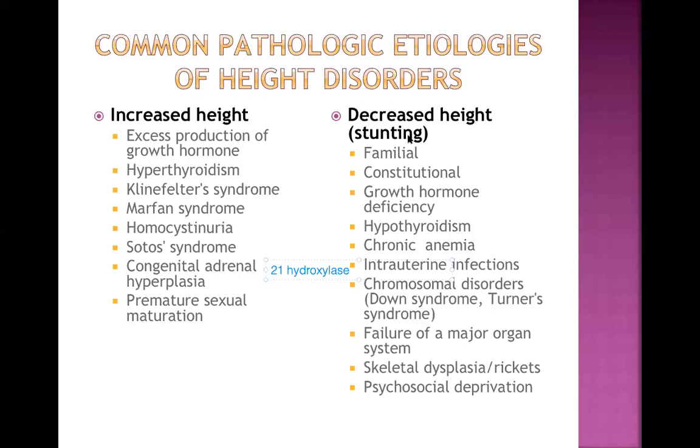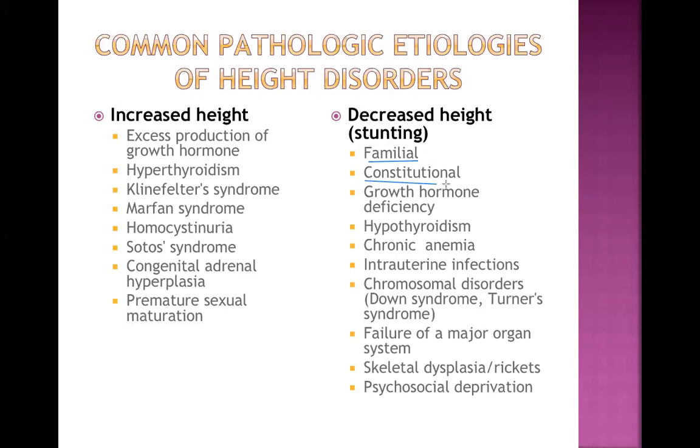Now, on the other hand, what are the causes of decreased height, or stunting? All of you, please focus there. See here, one is familial. Nothing is wrong; all the members of the family are short, so this child is also short. We need to take a good history: what is the height of the parents, and what is the height of the siblings? So this is familial stunting, or decreased height.